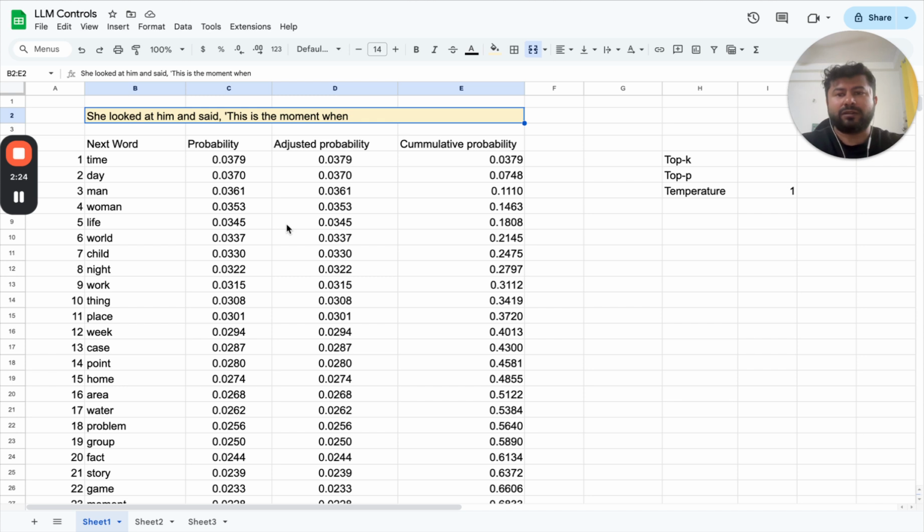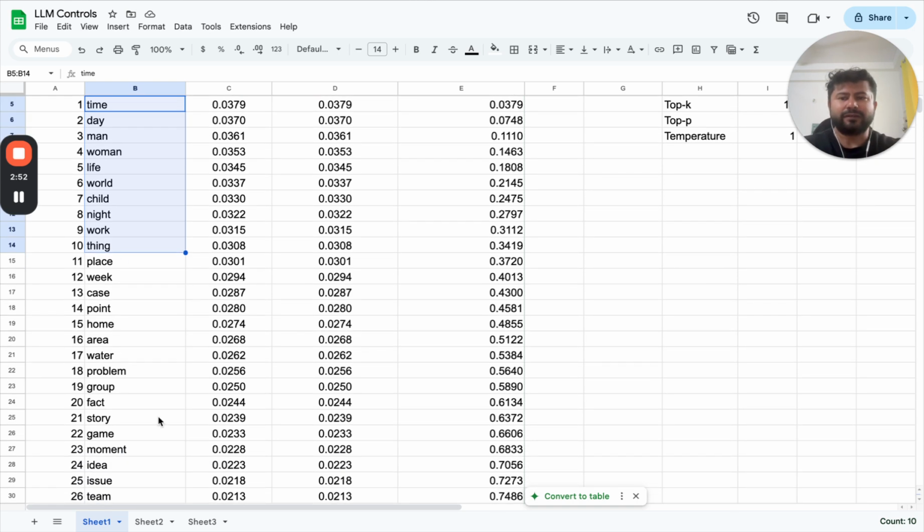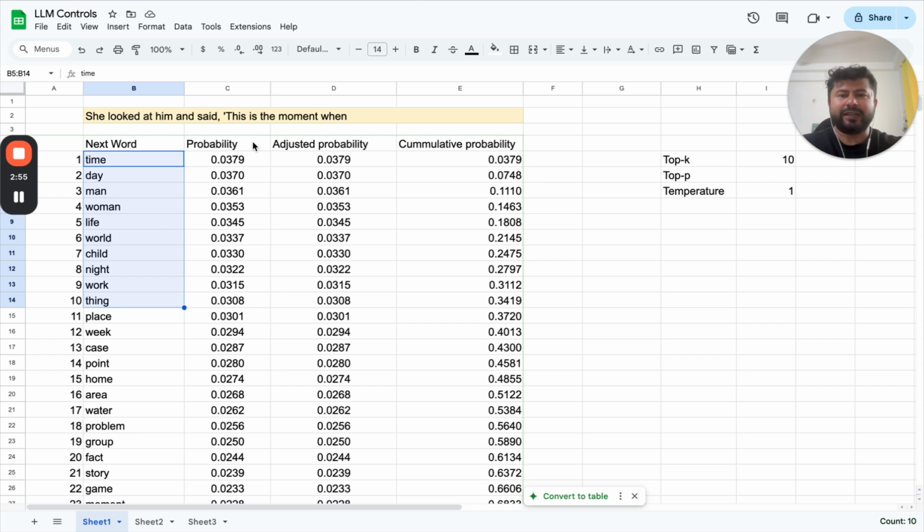Now let's see how the different controls that LLMs provide are going to impact the output. The first control is top K. If the top K value is, let's say, 10, it simply means that the LLM is only going to consider a word from the top 10 words in this list. It's not going to consider any word below that. And out of these 10, it can randomly pick any word. So it can say day, or it can write world. This is basically what top K means. It's as simple as that.